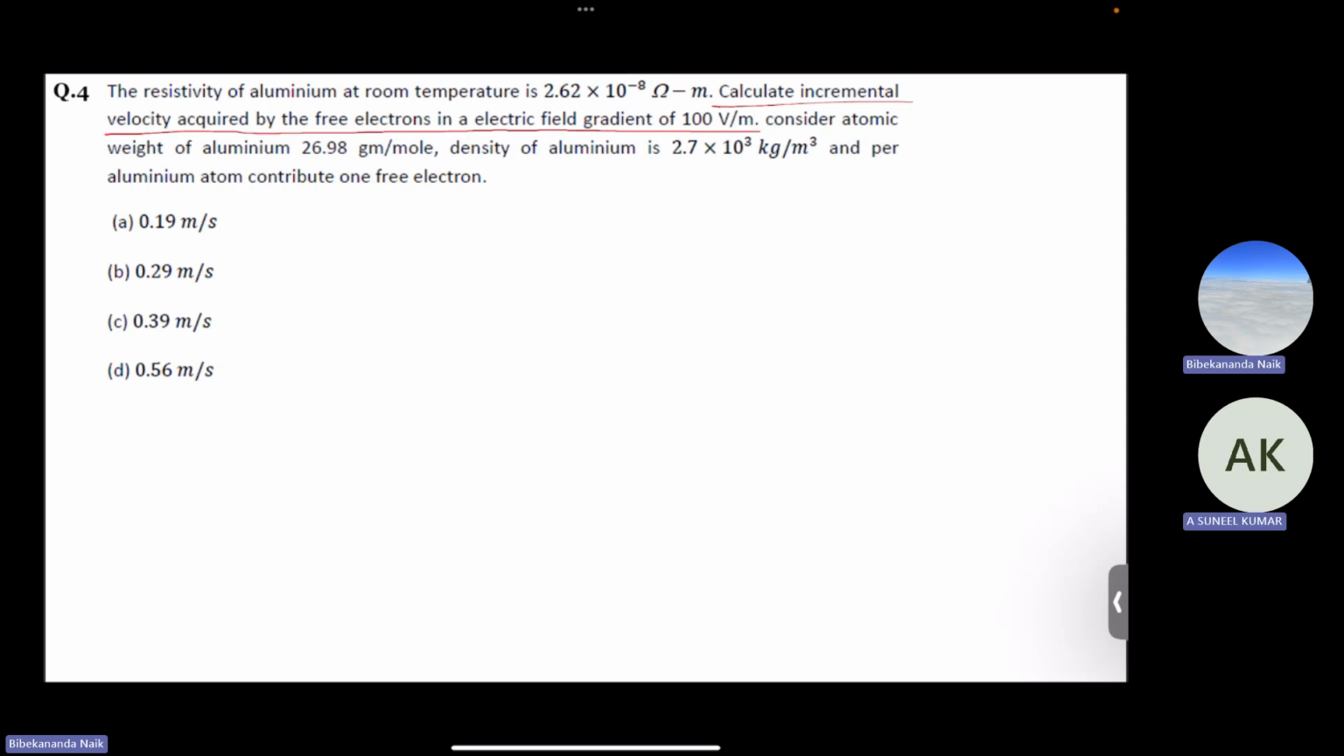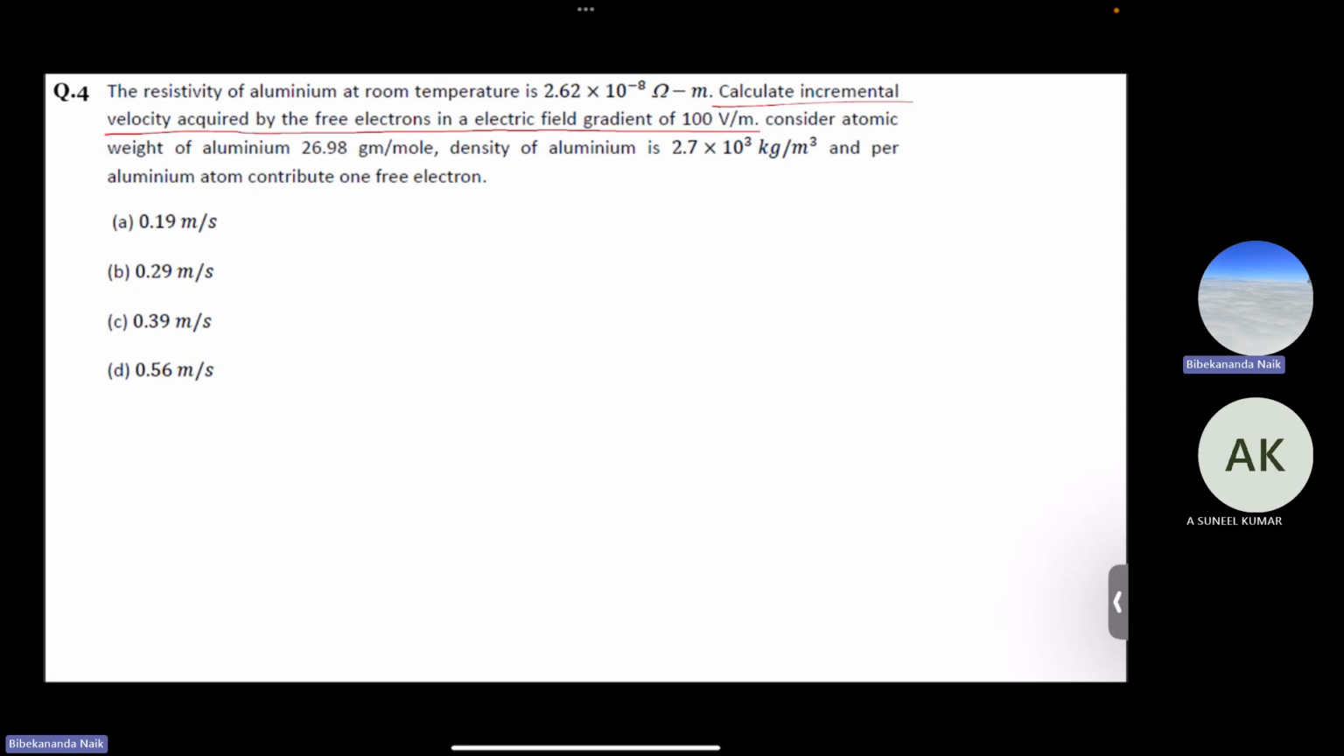Is it 0.39 meters per second, sir? Yes, the correct option will be option C, that is 0.39 meter per second.